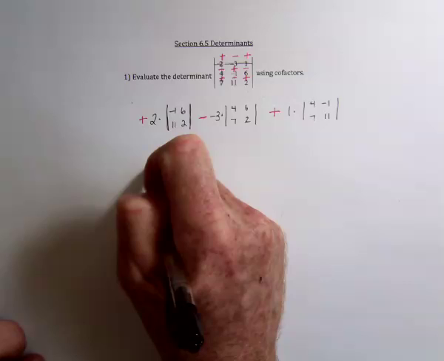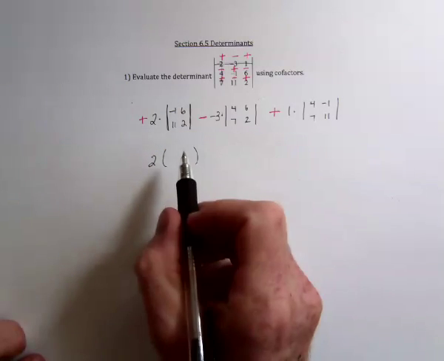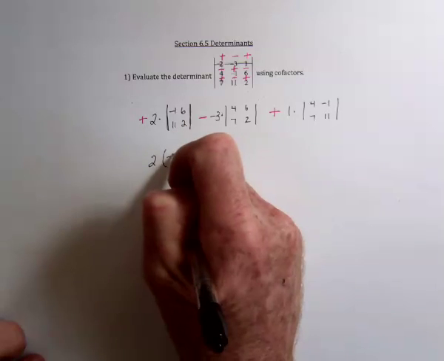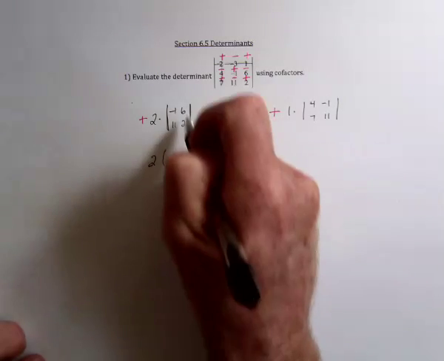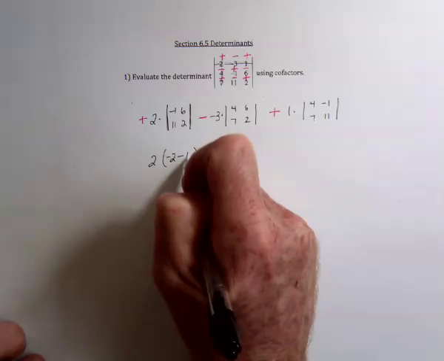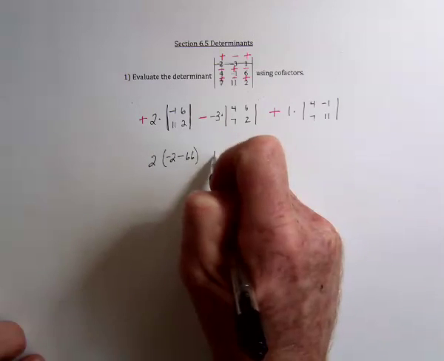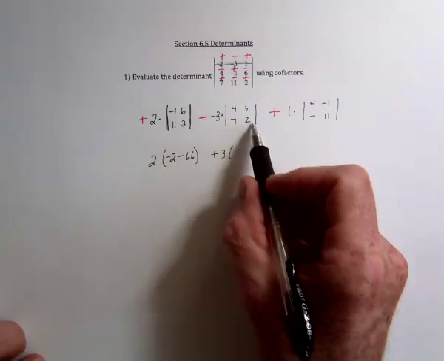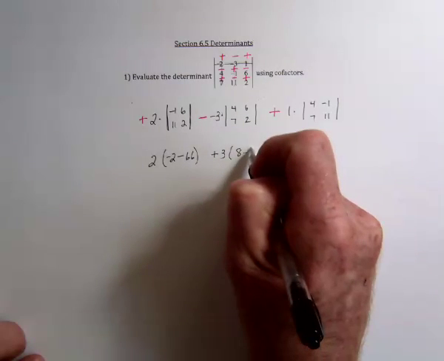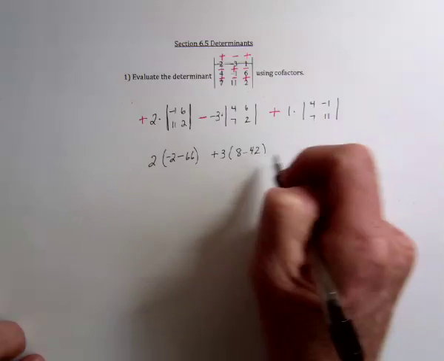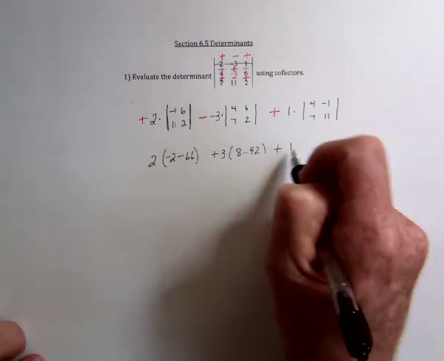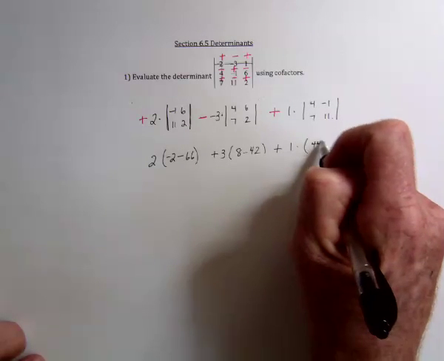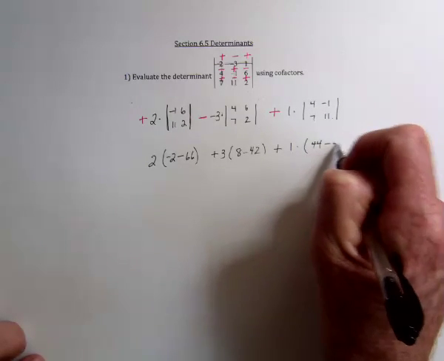So in here we've got a 2 on the outside, and for this 2 by 2 determinant, multiply the main diagonal, which is a -2, and then subtract this other diagonal, which is 66. And this is going to be a +3 multiplied with, so multiply here is an 8, subtract 42. And the last one's going to be a 1 multiplied with a 44, subtract a -7.